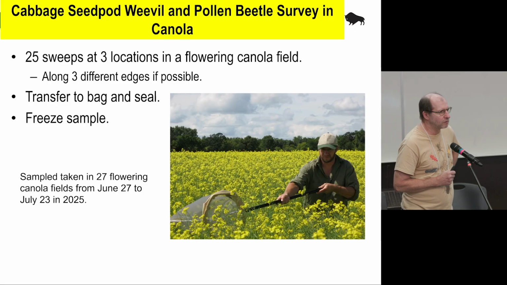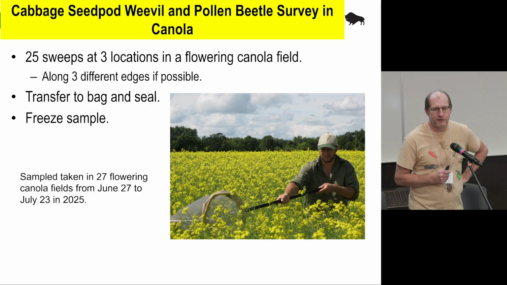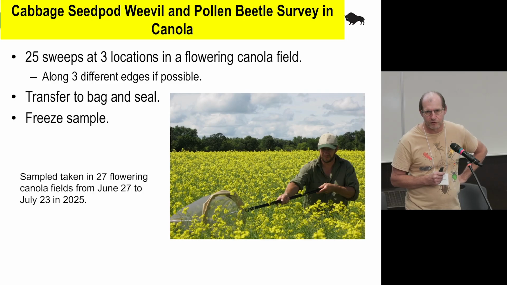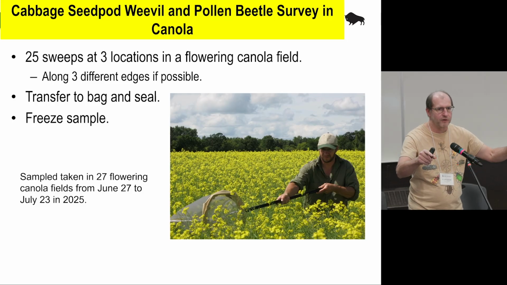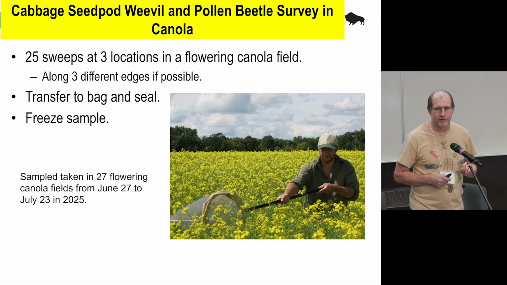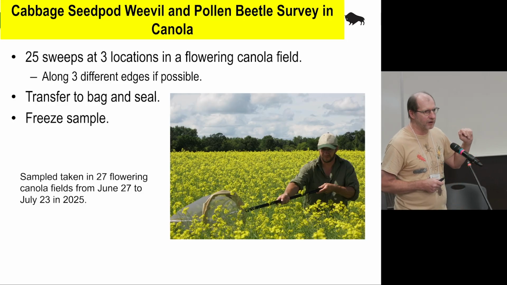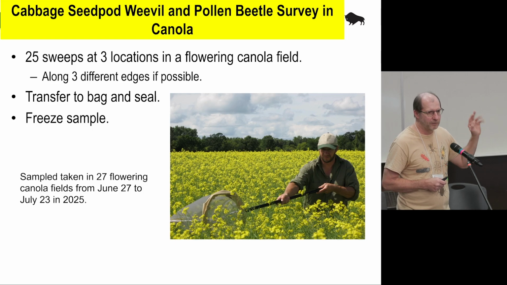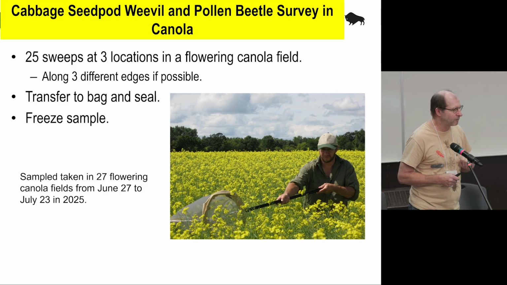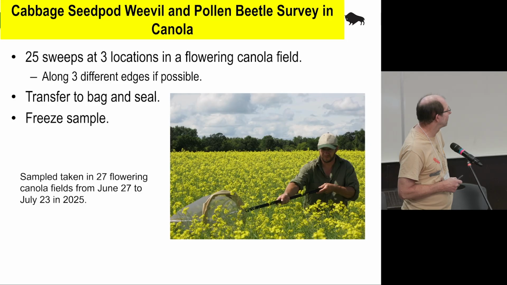Now, I mentioned that to sample for them, you need to use a sweep net. There's no other way of doing it, really. Just walking in the field and trying to look at the plants in front of you, when they're very numerous you will see some, but what you're seeing is probably just a fraction of what's there. You really get a sense of what's there when you use a sweep net. That's the only way you can do this. So if you're scouting canola or growing canola, get yourself a sweep net, a tool you really need to sample this insect.